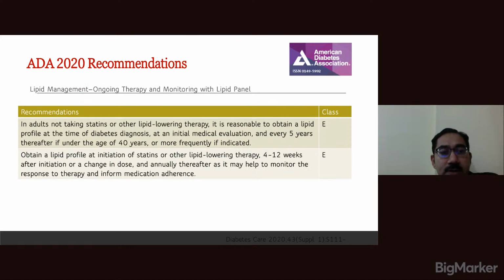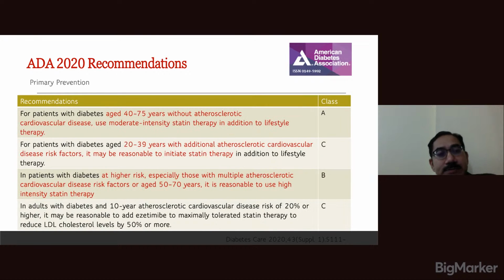In adults who are not taking statins or other lipid lowering agents, it is reasonable to obtain a lipid level at the time of diabetes diagnosis, at an initial medical evaluation, and every 5 years thereafter if under the age of 40 years, and or more frequently if indicated, if the levels are abnormal. We should obtain a lipid profile at initiation of statin therapy or lipid lowering therapy, and we should follow the levels every 4 to 12 weeks after initiation of a drug or change in the dose of the drug, and annually thereafter, as it may help to monitor the response to therapy and inform medication adherence of the patient.